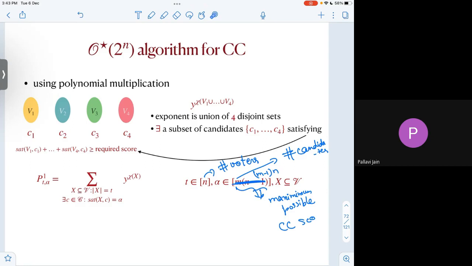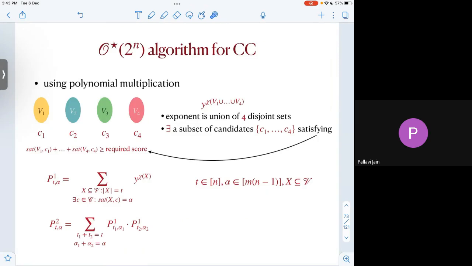So how many such polynomials do you have? T into alpha, right? Now, P T alpha 1 captures that there exists one set corresponding to which there exists a candidate which meets whatever score you are demanding.